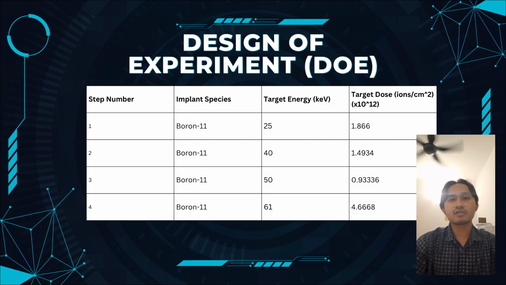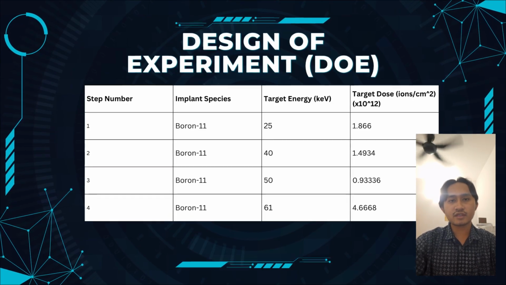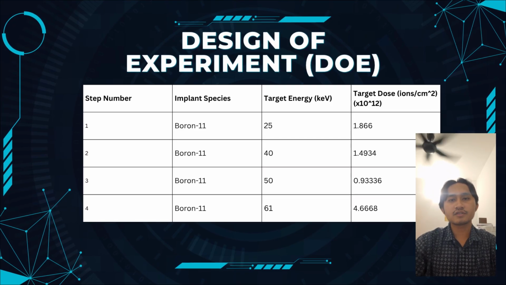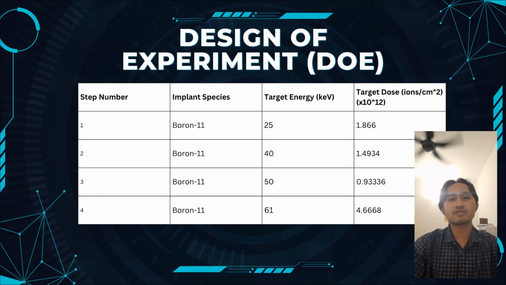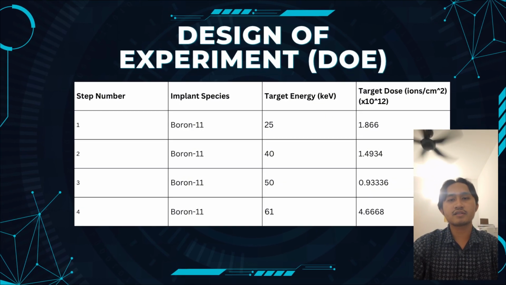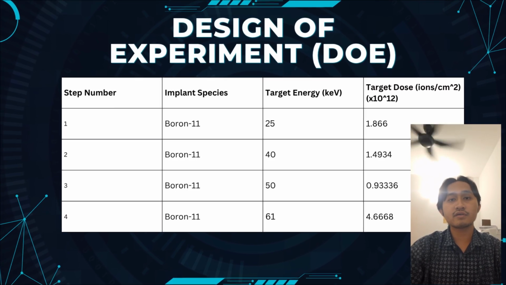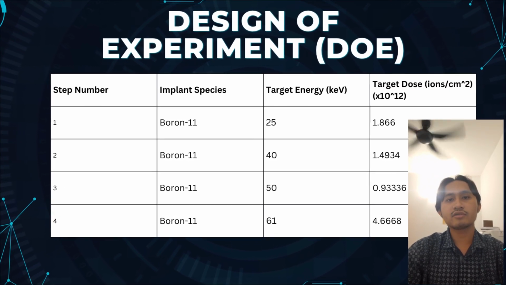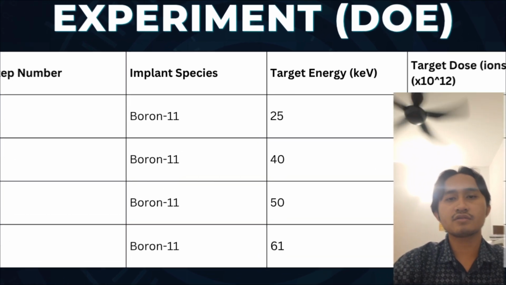By capping our absolute maximum energy at 61 keV, we ensure complete tool stability and zero risk of high voltage arcing in the accelerator column. You'll notice that our doses are heavily weighted. We applied the largest dose, which is 4.6668 times 10 to the power of 12 ions per square centimeter, at the 61 keV step. This effectively anchors the deep 250 nanometer boundary, while the lower energy and lower dose implants fill in the shallow regions to maintain the plus or minus 10% uniformity.